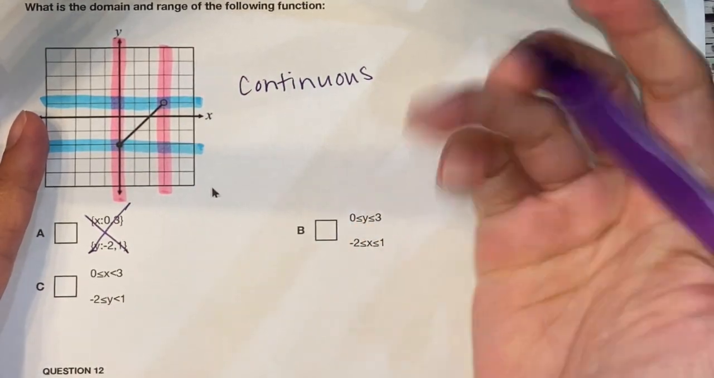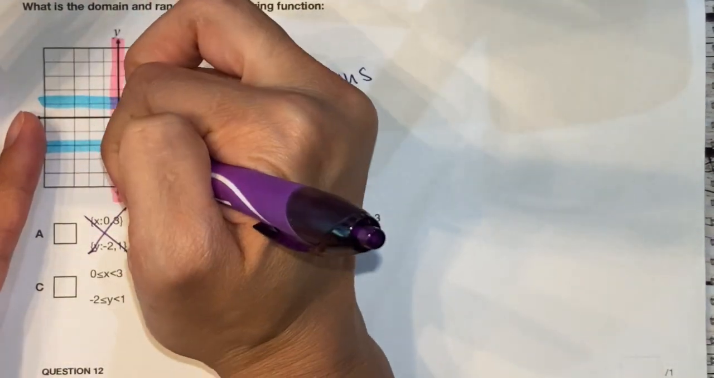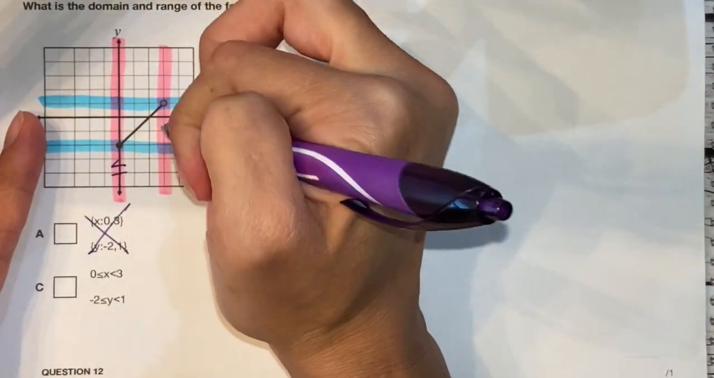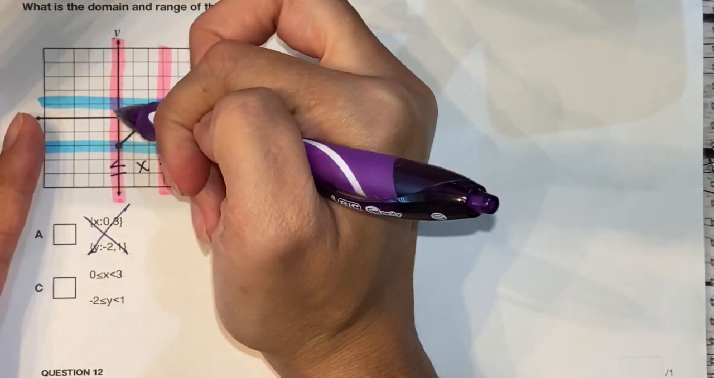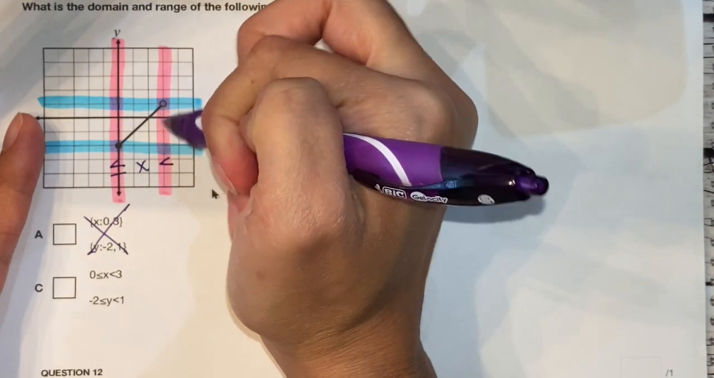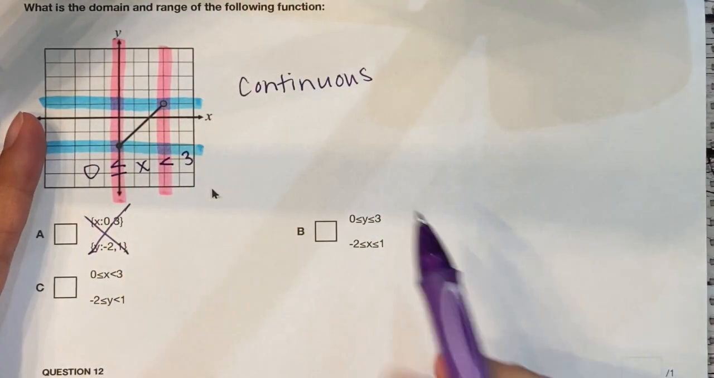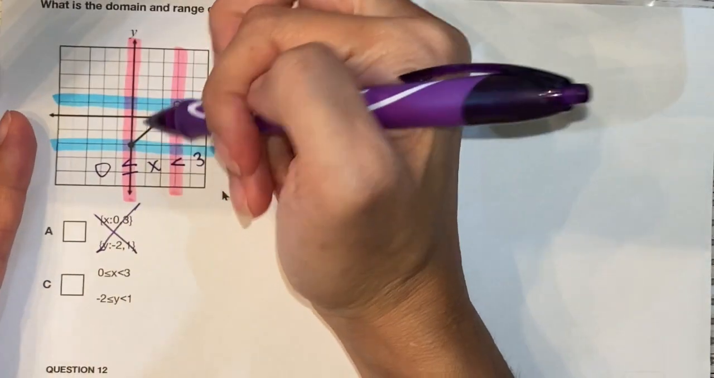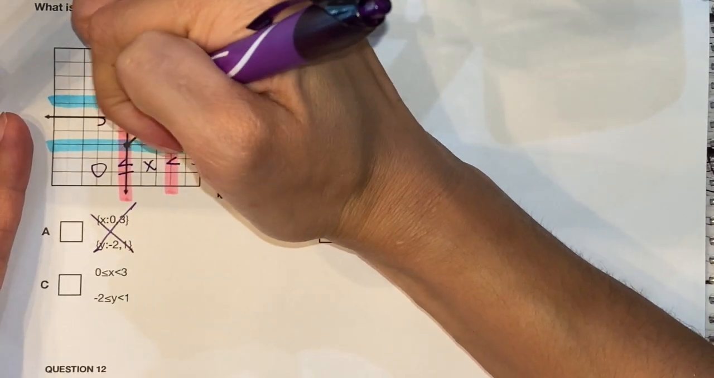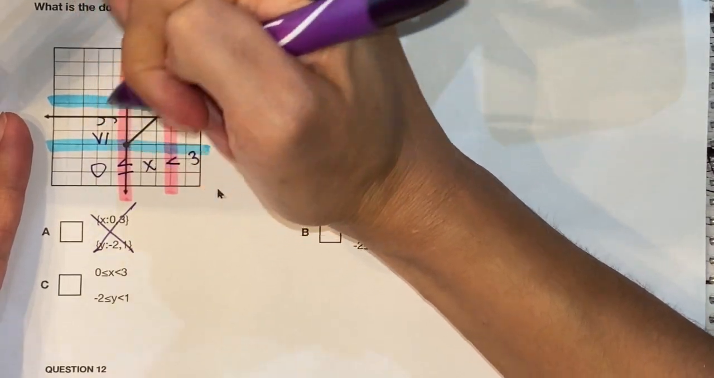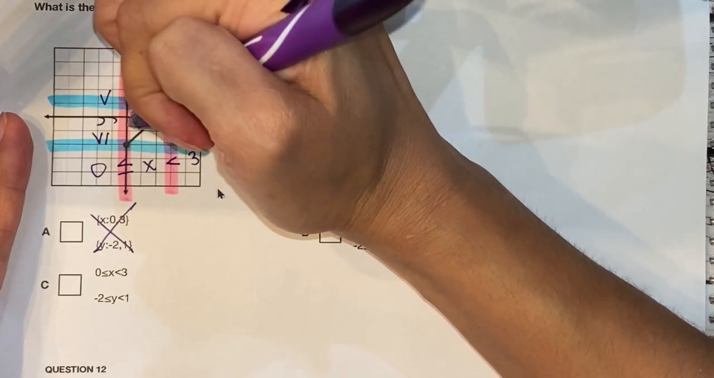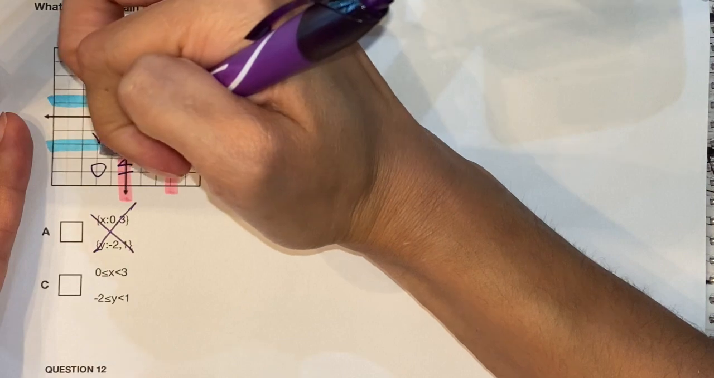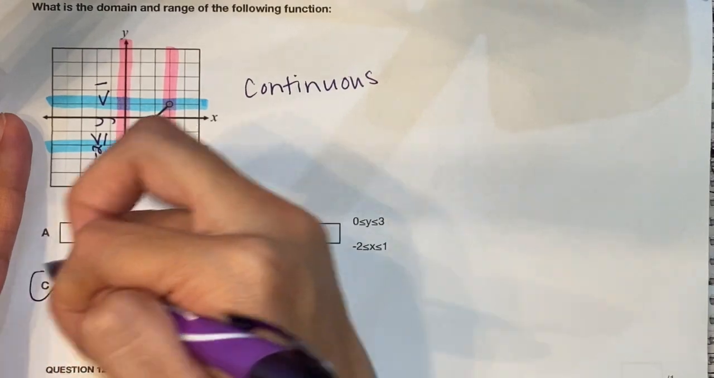So if I am looking, I see that this is a closed circle, so less than or equal to. This is an open circle, so less than. These are my x values. I go from 0, 1, 2, 3. So 0 to 3. Okay, so this one matches, but now let me check my range. So my range is all my y values. I have a closed circle right here, open circle right here. I am going from -2 to 1. So -2 to +1. Okay, so we match. So this is my answer.